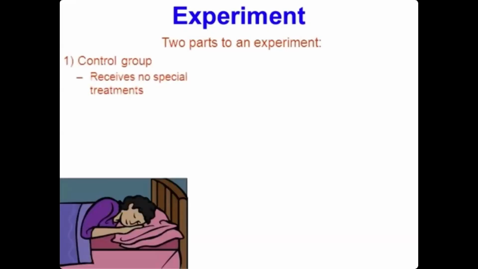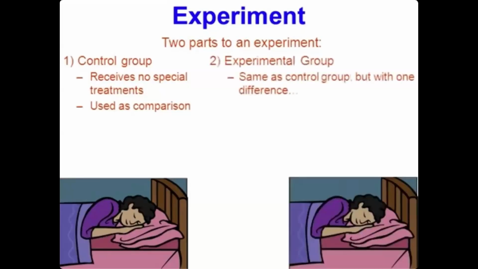And this is where we actually design an experiment. When we design an experiment, we're going to see that there are two parts to an experiment, two groups. The first group is what we call the control group. And what's so special about the control group? Nothing, literally nothing. The control group is the group of test subjects that receives no special treatment. The purpose of the control group is that we're going to use it as a comparison. Well, what are we comparing it to? We're comparing it to the second part of an experiment called the experimental group.